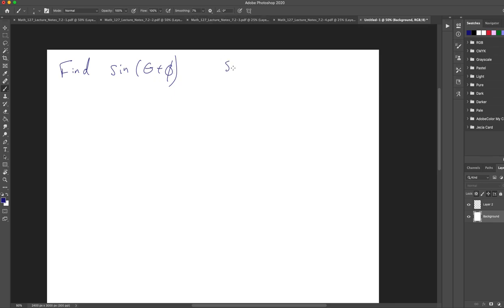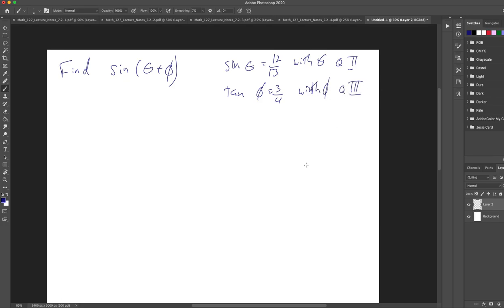And so let's just say sine of theta is equal to 12/13, and this is in quadrant 2. Let me write this a little bit more clearly, with theta in quadrant 2, and then tangent of phi is equal to 3/4 with phi in quadrant 3. Okay.